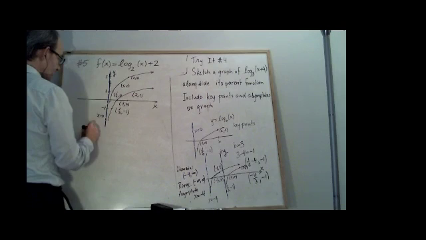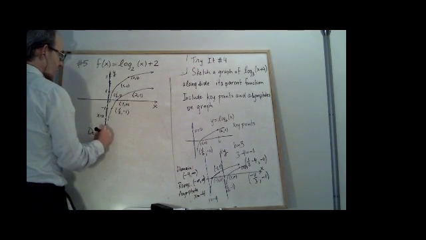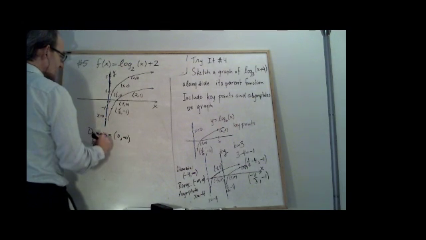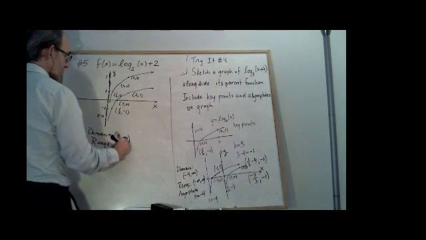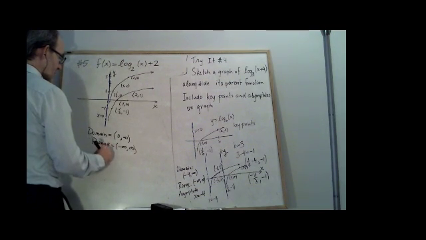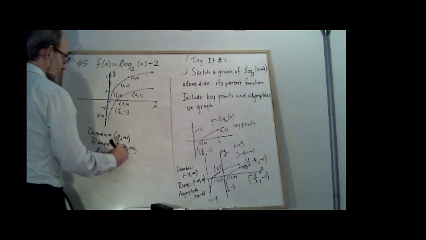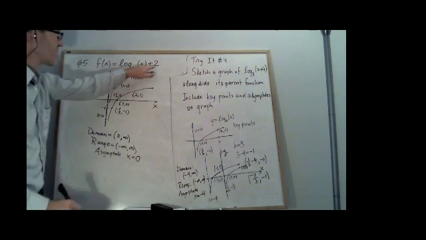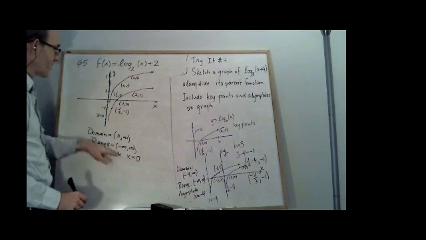And so the domain is real numbers from 0 to infinity. The range is all real numbers. And the asymptote is the vertical asymptote, x equals 0. So the shifting in the y direction does not change the vertical asymptote.